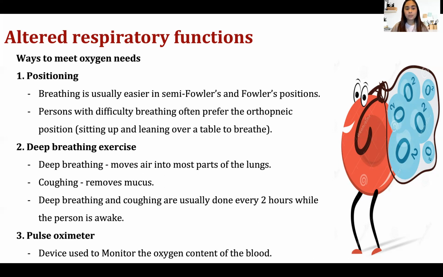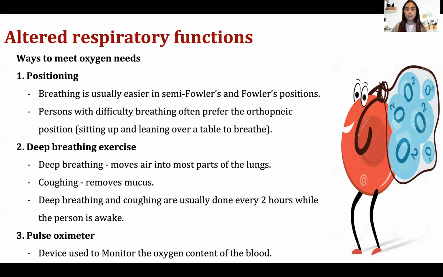Next is deep breathing exercises. Deep breathing exercises, guys, means you inhale through your nose and release the air through your mouth, moving air into most parts of the lungs. In this way, you will expand your lungs and prevent atelectasis. What is it? Atelectasis is lung collapse.